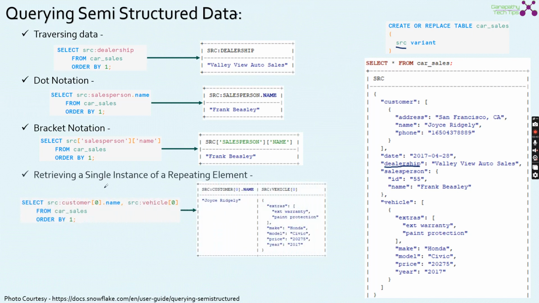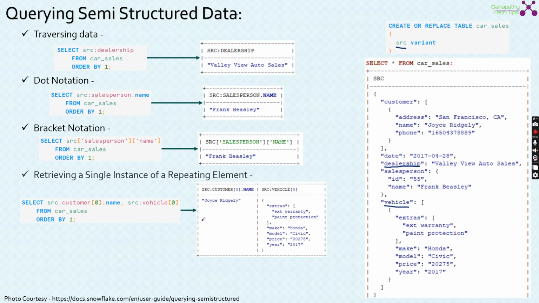Now, returning the single instance of the repeating element, this is a very interesting thing to know. If you see this specific one, here the SRC of customer of 0, this is the array representation. You know it very clearly. Customer 0 of name and SRC of vehicle of 0. Here, you can see the vehicle value contains all these values, and the customer 0 dot name contains Joyce Ridley.